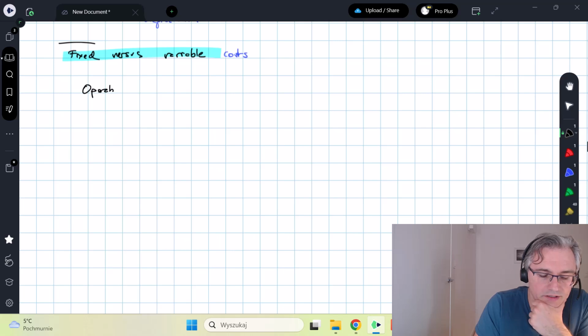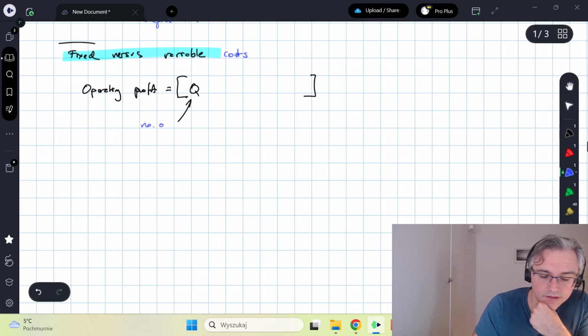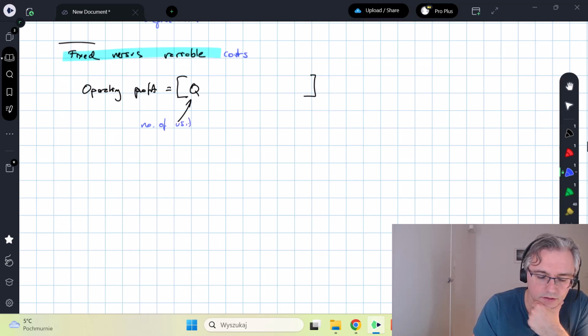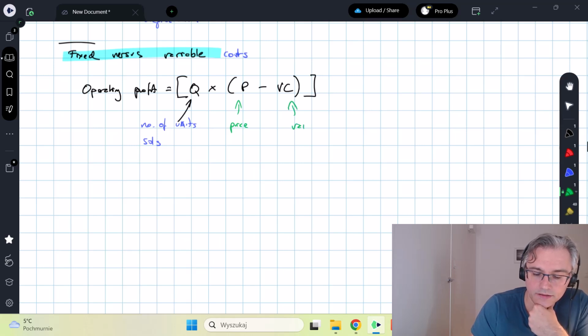First of all, operating profit. Operating profit can be expressed as, let me open a square bracket over here, Q, which is the number of units sold, multiplied by P minus VC, where these two are respectively the price and the variable cost, but on a per unit basis.